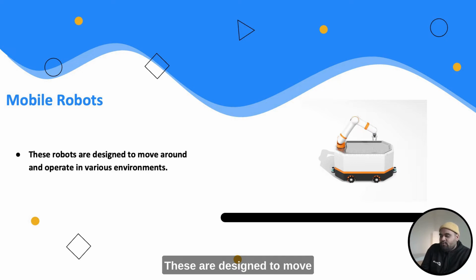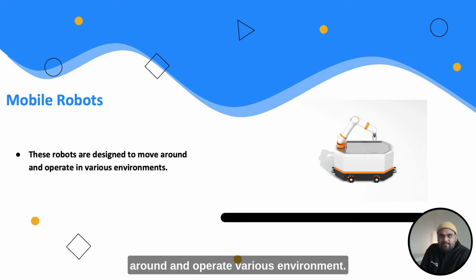These are designed to move around and operate in various environments. Usually you see these robots on industrial floors, in industrial shops. These robots are capable of doing operations in and around the area and can help the industry move things from one place to another. I'll give you a very simple example.